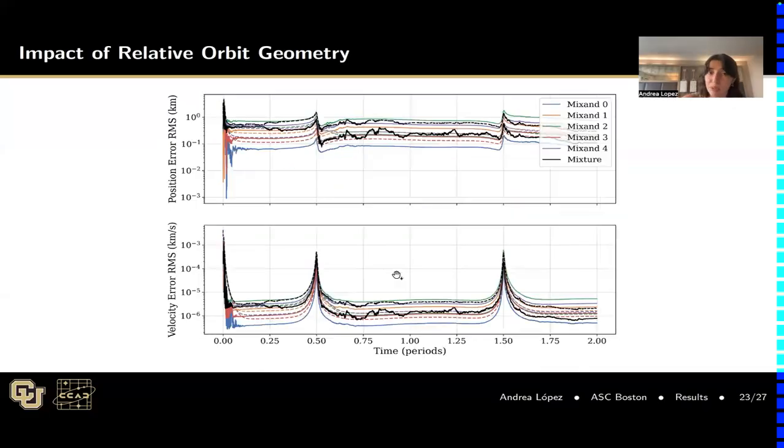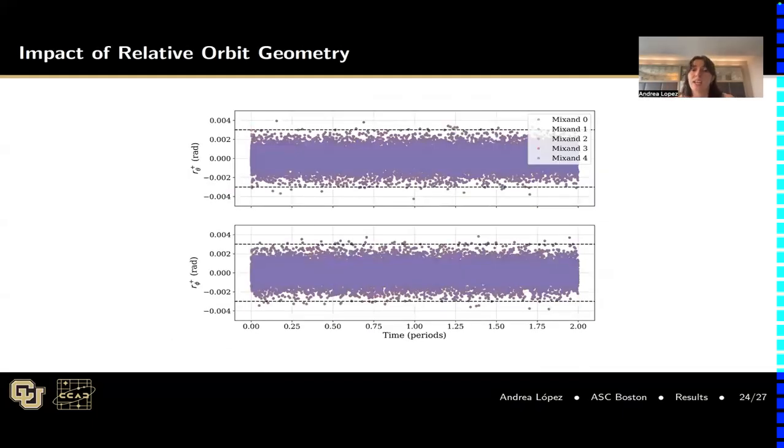So looking a little bit deeper into this, looking at one arbitrary run, we can see here the different colors are for the different mixins, and then the black is for the total mixture. And we can see how the blue mixin is performing better than the others, but yet our mixture mean is not super close to that mixin performance.